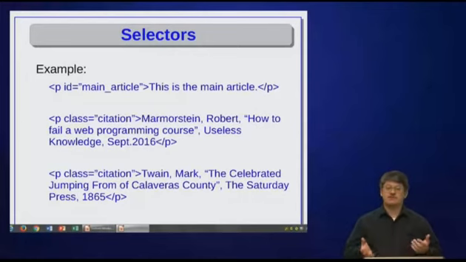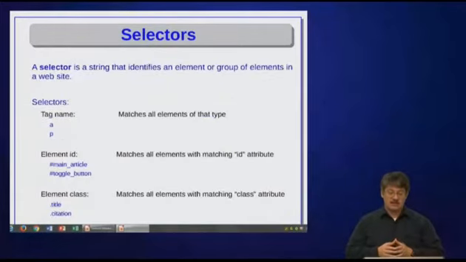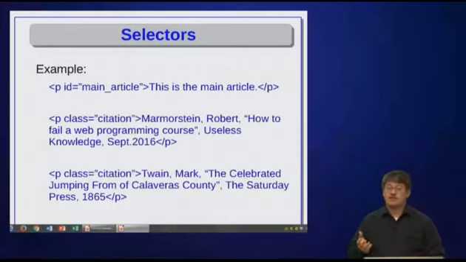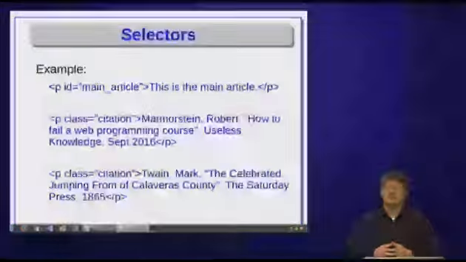So here's some examples of how we might do this. Suppose I have a paragraph tag, a P tag, and I set its ID attribute to main article. Okay? Using the style from the previous slide, I could select that element, and I could change its color or its font or whether it's centered or not, and also its position and layout on the page. I can also have paragraph tags that I identify using the class attribute. So for example, the second paragraph here has class set to citation. Notice that the third paragraph also has its class attribute set to citation.